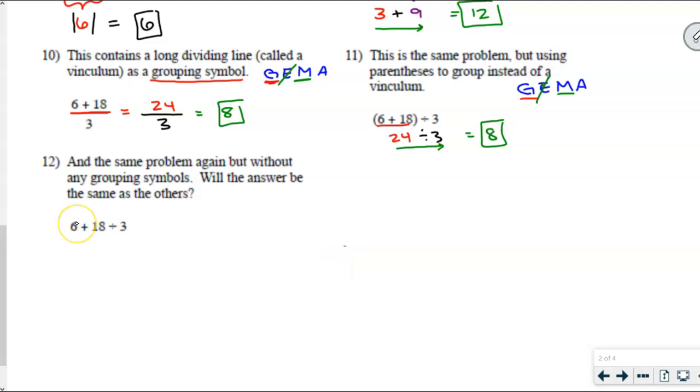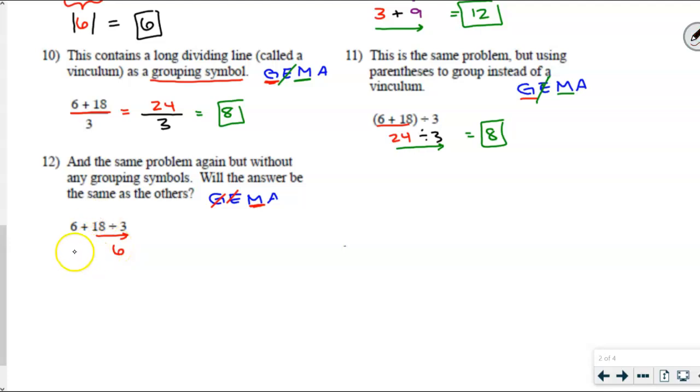But what about number 12? Do we have grouping symbols this time? No. So is it going to be the same? Let's go through it. Any G for grouping symbols? E for exponents? M for multiplication or division? Yes. So what am I going to do first? That multiplication, or in this case, the division. 18 divided by 3 is equal to 6.